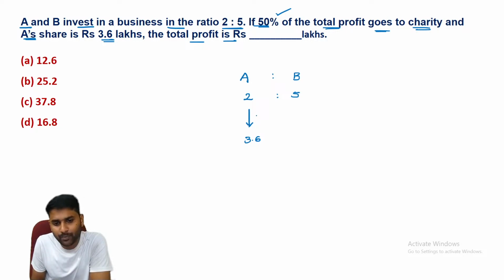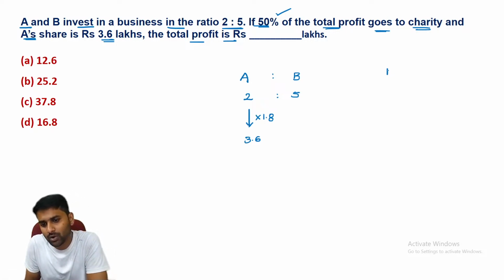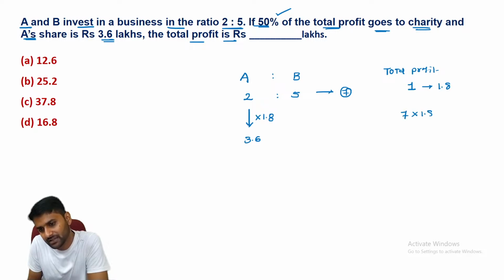If A will get 3.6 lakhs, each value is multiplied by 1.8, because 2 into 1.8 is equal to 3.6. Now what is the total profit here? If each unit is multiplied by 1.8, then the total is 7 units. 7 is multiplied by 1.8.